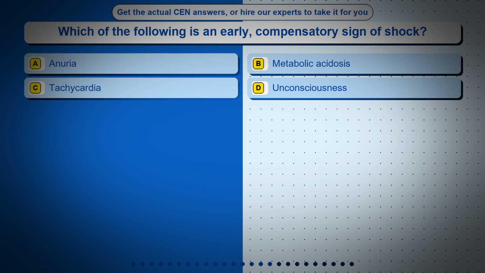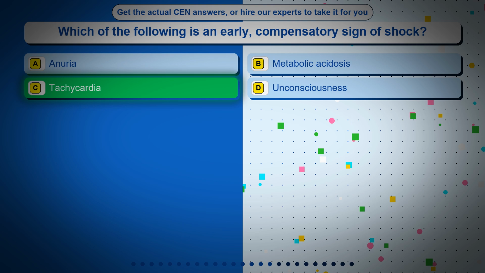Question 16. Which of the following is an early, compensatory sign of shock? Option A, anuria. Option B, metabolic acidosis. Option C, tachycardia. Option D, unconsciousness. The correct answer is Option C, tachycardia.